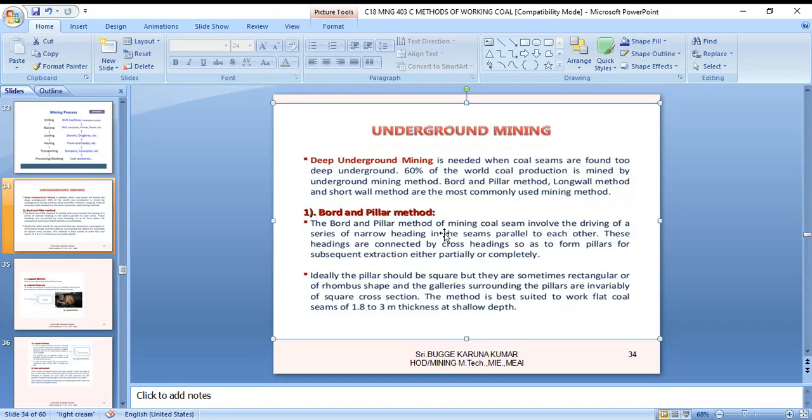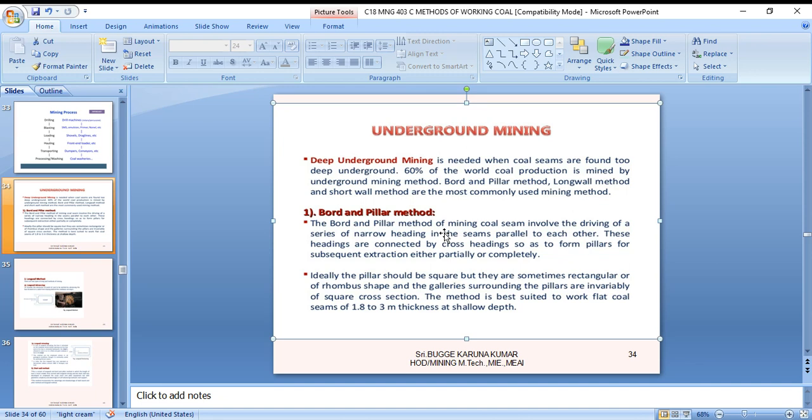Deep underground mining is needed when the coal seams are found too deep. Sixty percent of the world's coal production is mined by underground mining methods. The board and pillar method, longwall method, and shortwall method are the most commonly used mining methods.